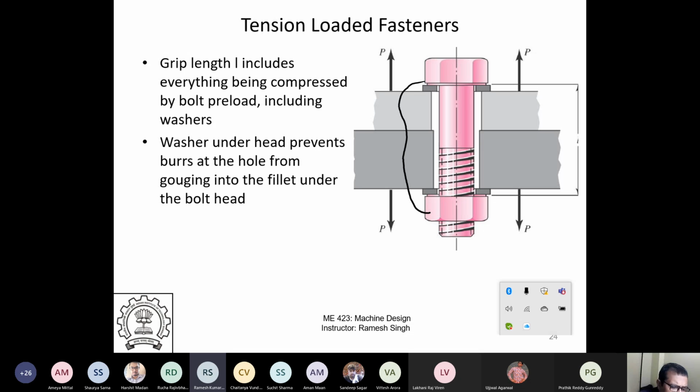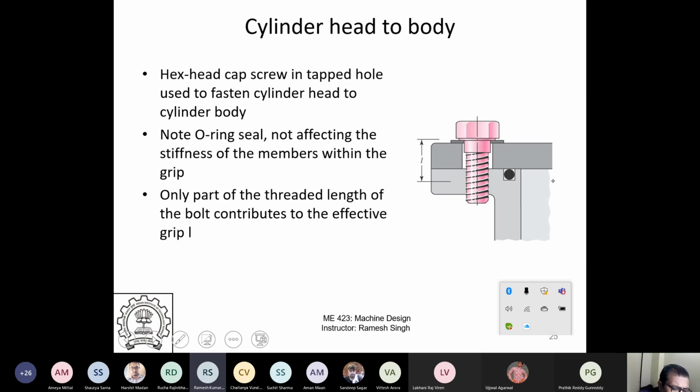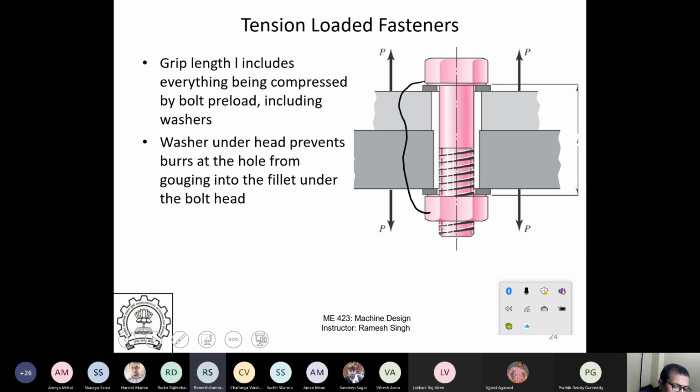The washer prevents the burr from the hole from gouging into the fillet under the bolt head. Otherwise, there will be some local gouging here if you tighten the nuts very hard, right? So the washer is a very integral thing.